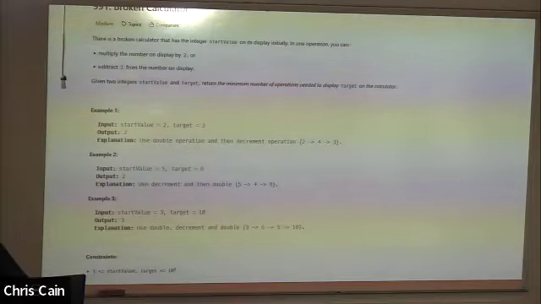Thoughts on this? What do we think a greedy solution would look like? When would we want to decrement? When would we want to double? Yeah, so if target mod start value is 0, not necessarily guaranteed, it's if the log goes in an even number of times, then you can just double into the solution.